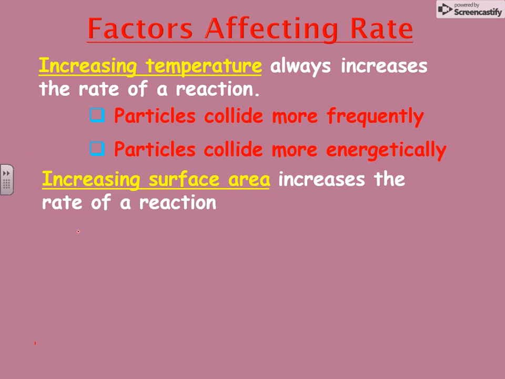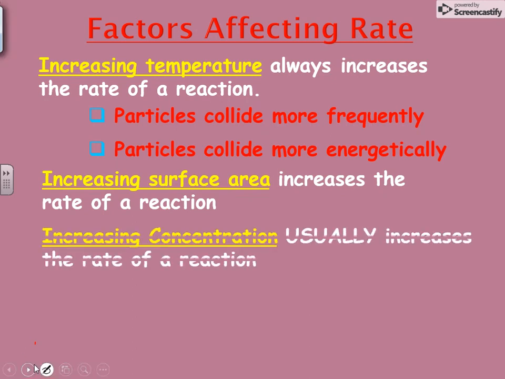The second thing you can do to affect the rate of your reaction is you can increase the surface area of the reactants. This increases the rate of the reaction. The more surface area you have, the more particles can come into contact with one another, and therefore they're more likely to collide with the proper orientation and the proper energy.